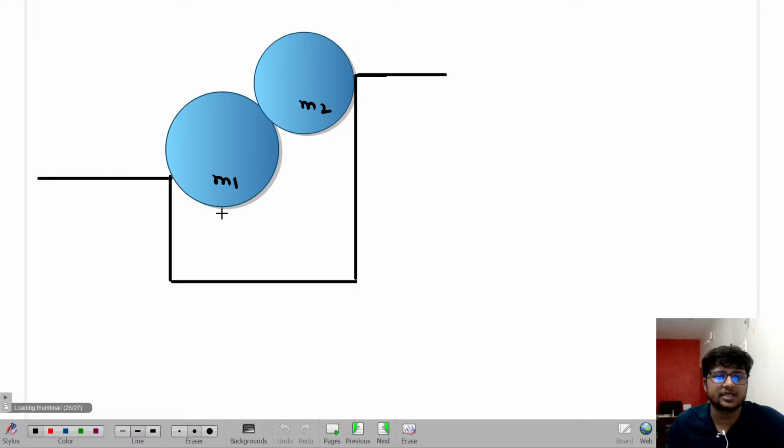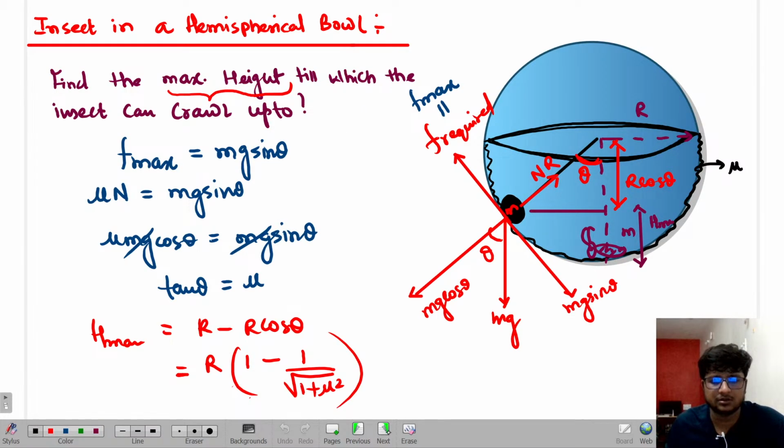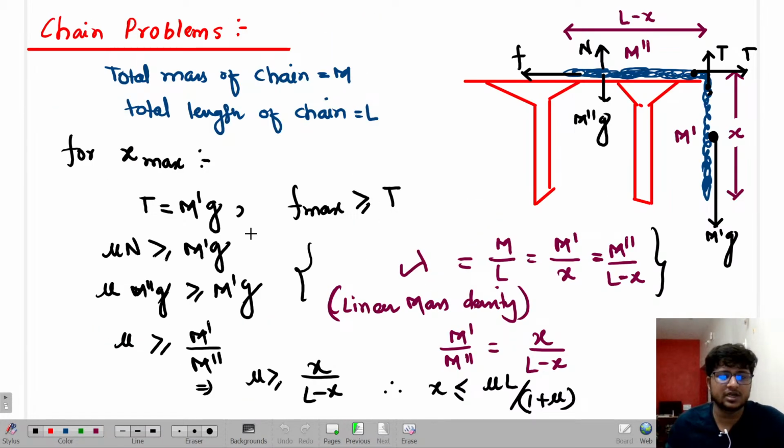So this is what I am saying: the tension for this hanging part must be equal to its weight, but this tension must be less than my F max, such that my chain should not slip. Tension is M dash G. You can use F max equals mu into N, where N is M double dash G, and put this in to get the answer. Is this clear or not?